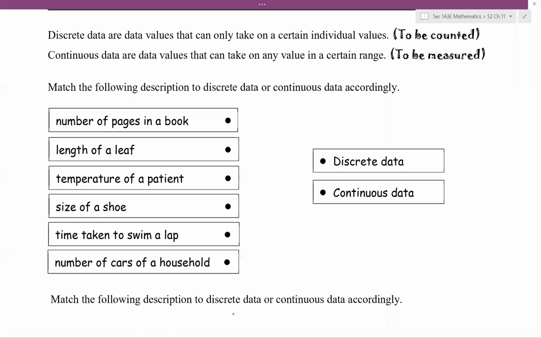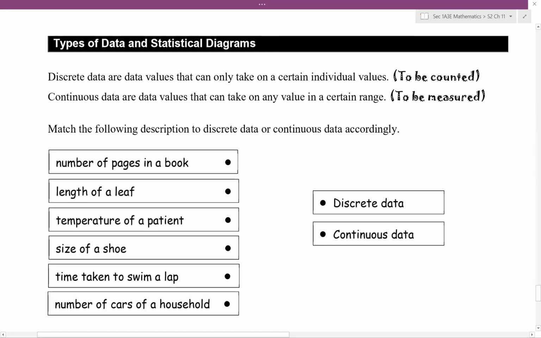Now we come to the last page, where we talk about the different types of data and statistical diagrams. Along the way, your teacher may have mentioned these two words, discrete and continuous. I will start with continuous first, because we kind of have an idea what continuous means. These are data values that can take on any value in a certain range. Generally, we say that these values are to be measured.